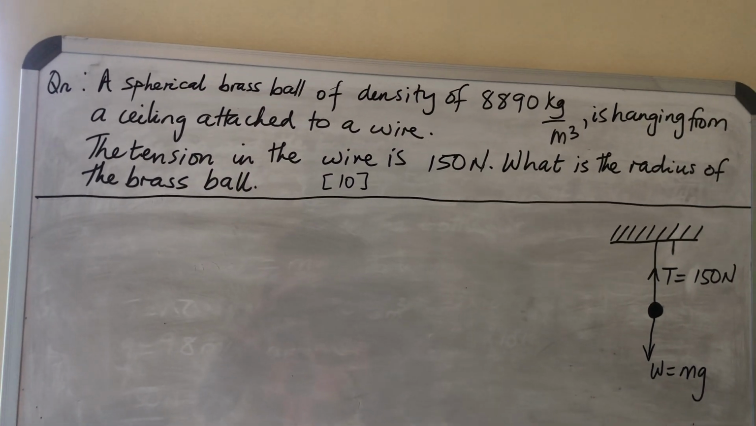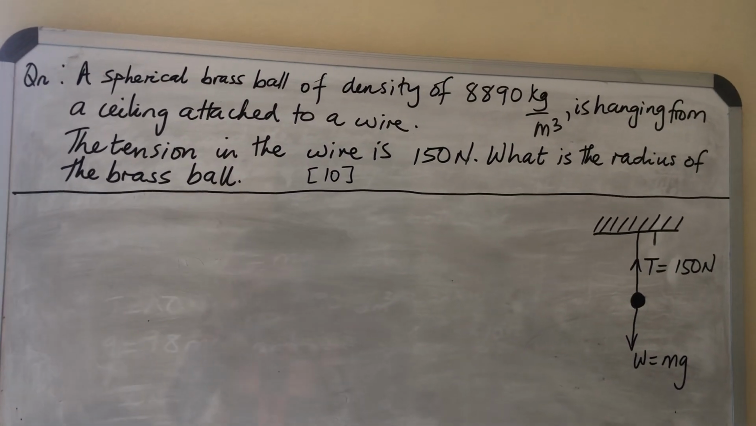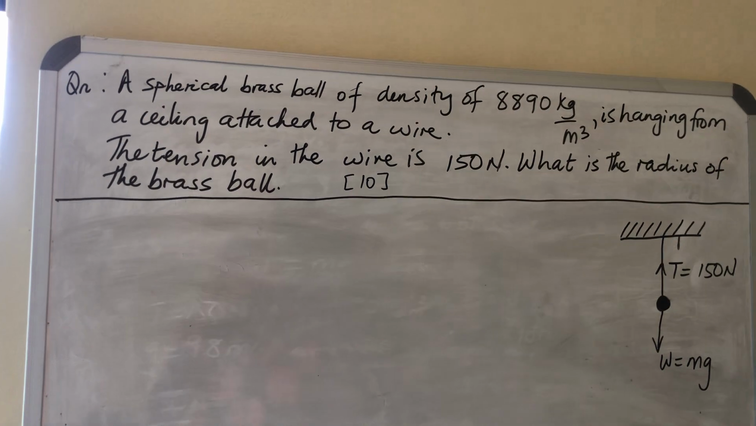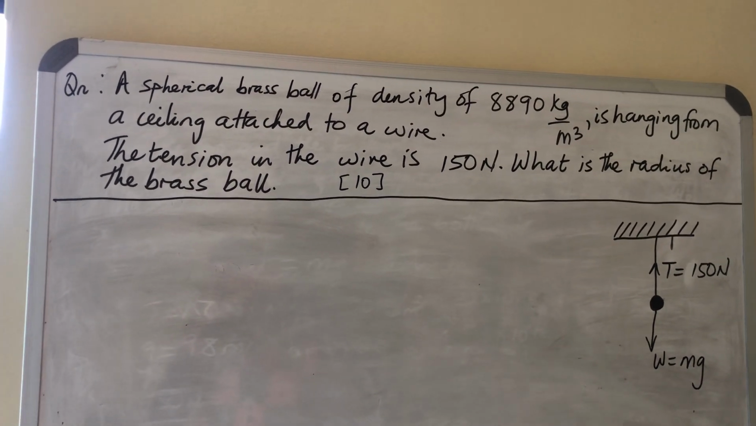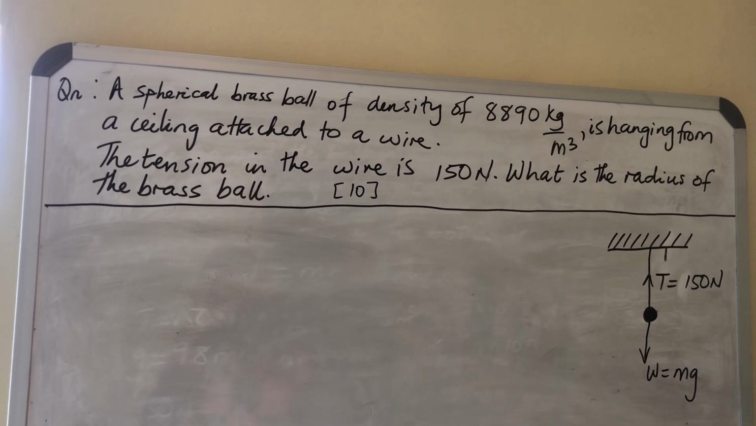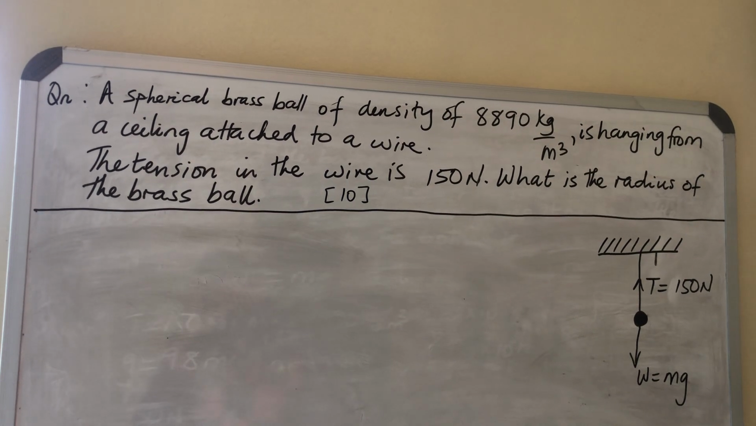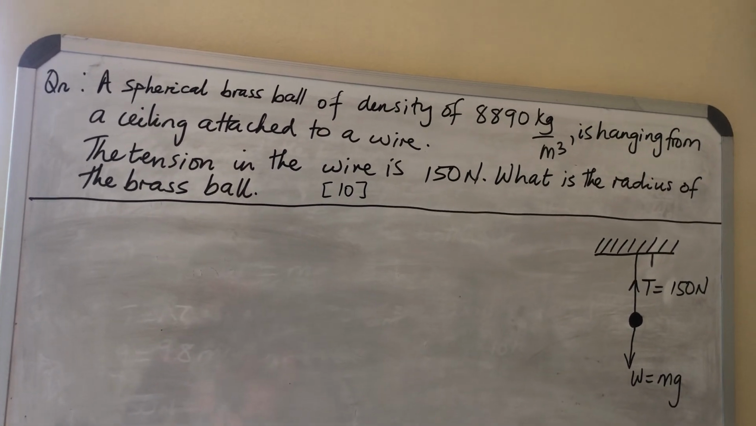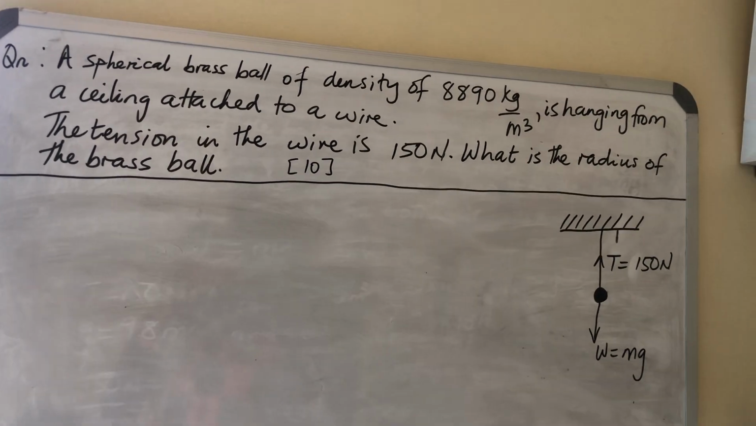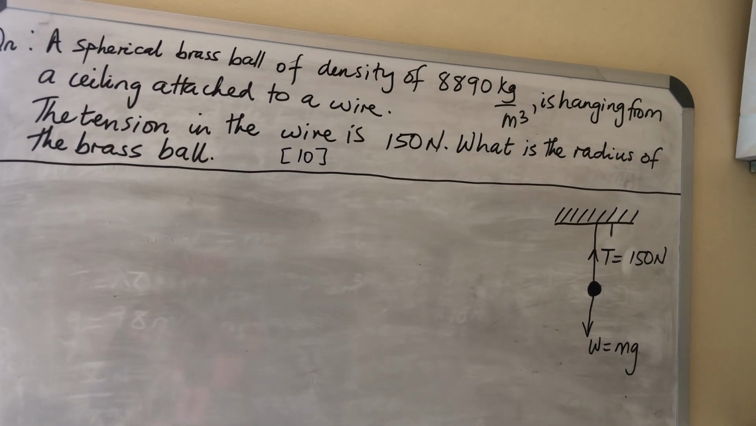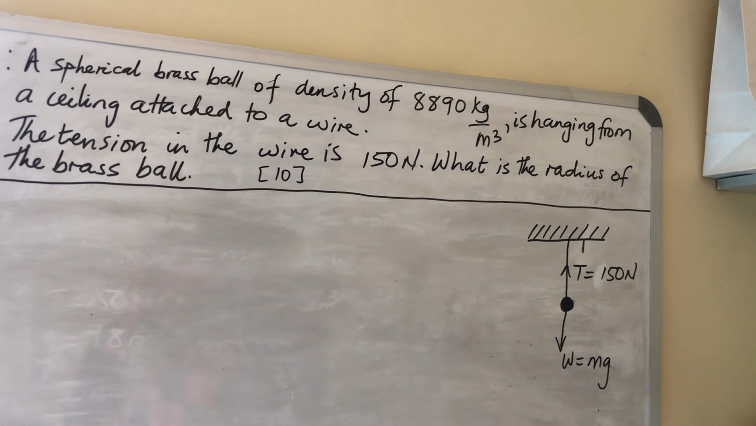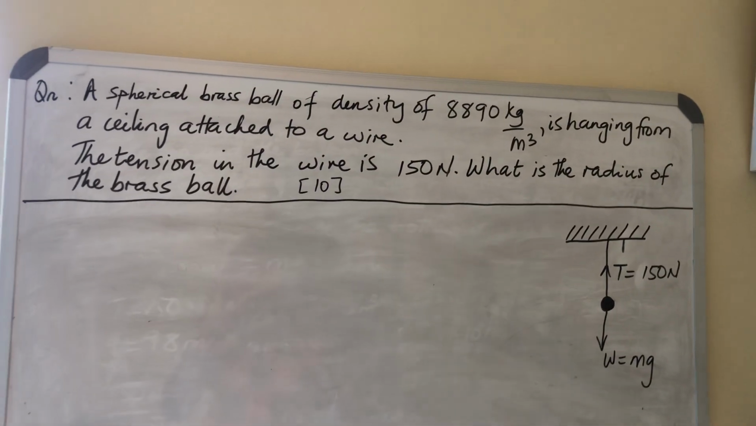So in this scenario, we are given the brass ball, and we are told that the ball is hanging, and they want us to calculate the radius. In other words, they want you to find the relationship between the tensional force and the radius. The moment you hear something like that, you should know that the tensional force and the density usually meet somewhere. There must be something that links the density, the volume, and the tensional force. So we'll find that as we solve this problem.